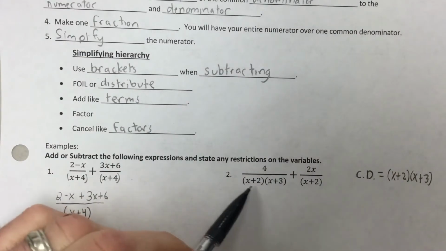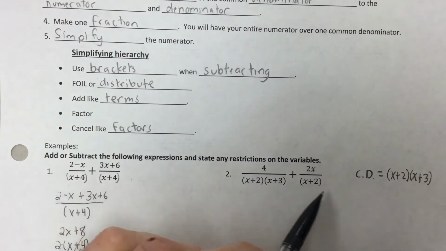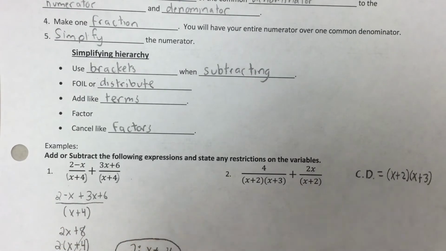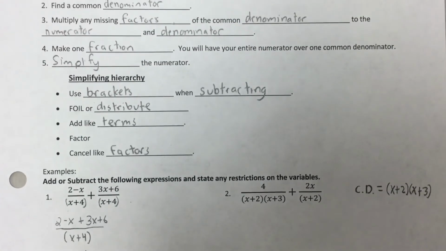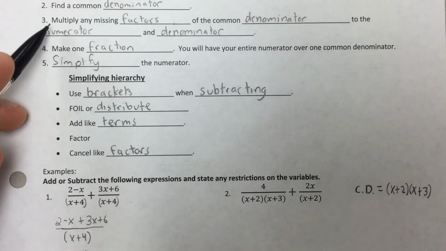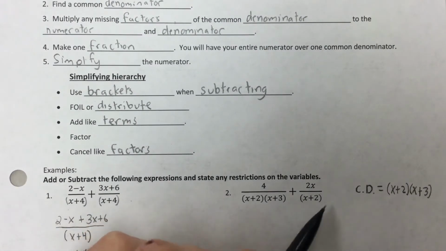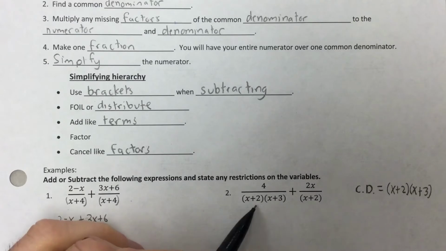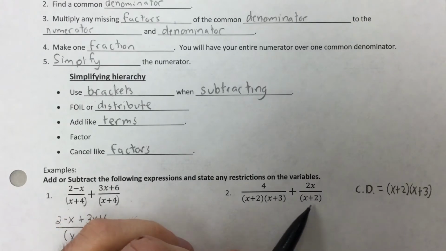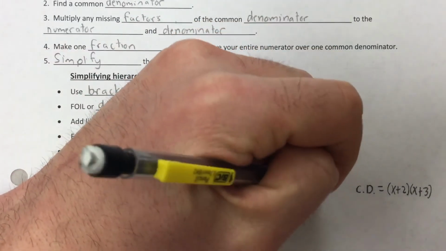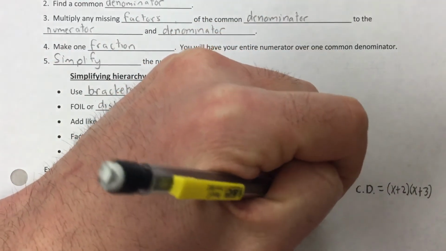So both the factors of the first fraction are already included. As I go to my second fraction, it has an x plus 2. Well, I already have that included, so my common denominator is just going to be x plus 2 times x plus 3. And then our third step, once we know the common denominator, is where we multiply any missing factors of the common denominator to the numerator and denominator. So this first fraction is not missing any factors from our common denominator. It has both of them. The second fraction has the x plus 2, but it is missing the x plus 3. So I have to multiply top and bottom both by x plus 3.